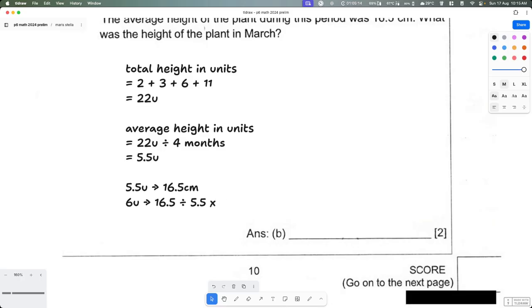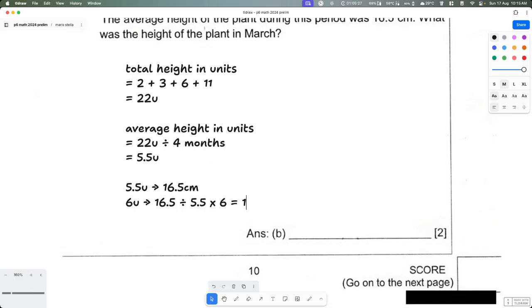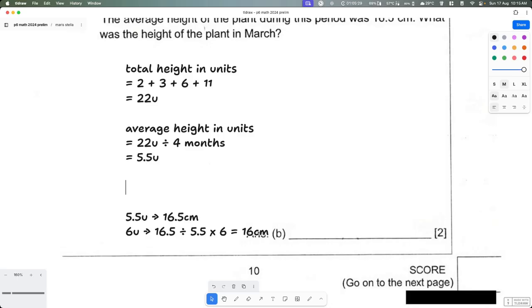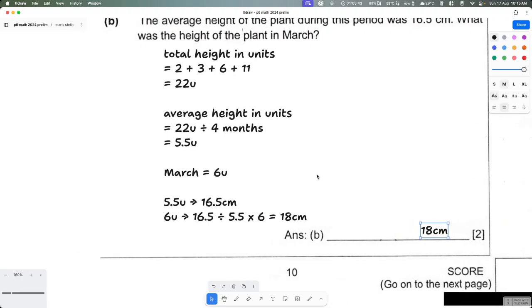So 6 units equal to 16.5 divided by 5.5 and then multiply by 6. So this will be 16.5 divided by 5.5, which is 3, times 6. It will be 18 centimeters. Okay, so I'll just put here March is equal to 6 units. So it's not 16, it's 18 centimeters. So the answer to this is 18 centimeters. There you go. That's the answer.